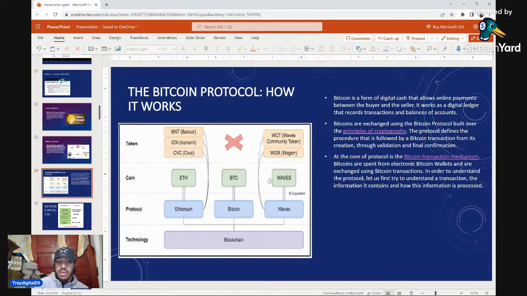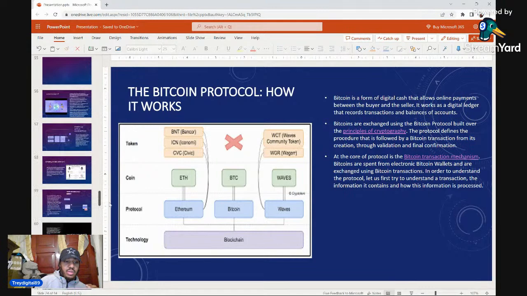So Waves and Ethereum have tokens. So it's not on its own protocol. These tokens are not on their own protocol, and not on their own blockchain, because the blockchain is being used for Ethereum. So the only way you can use this token, you have to go to the protocol of Ethereum or whatever platform created these tokens. You cannot create a token on its own blockchain. So I want to make that clear. I think it was kind of confusing.